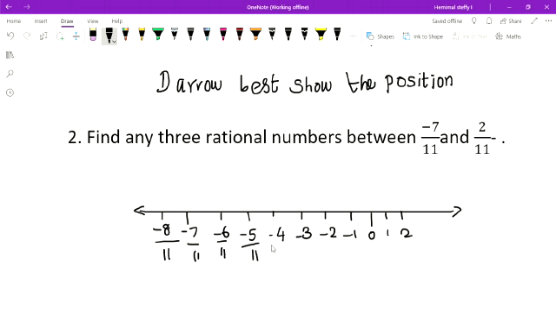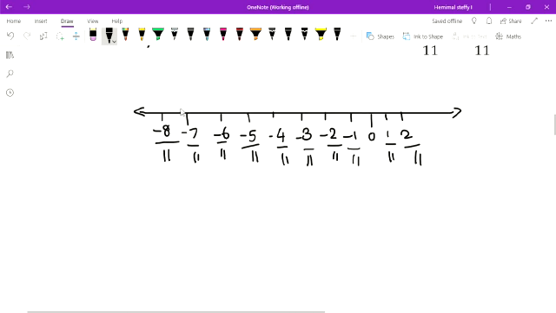So between -7 by 11 to 2 by 11, we have many rational numbers. So we can take any number. They are asking only 3 numbers. So I can take 0 by 11, which means 0 only, so there is no need to write 0 by 11. We want only 3 rational numbers. Take any 3 rational numbers between -7 and 2.